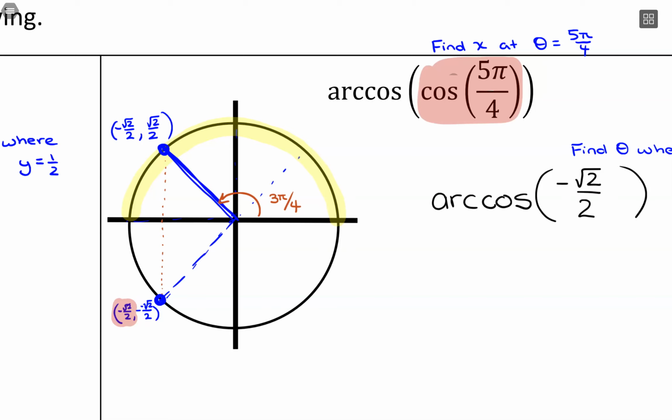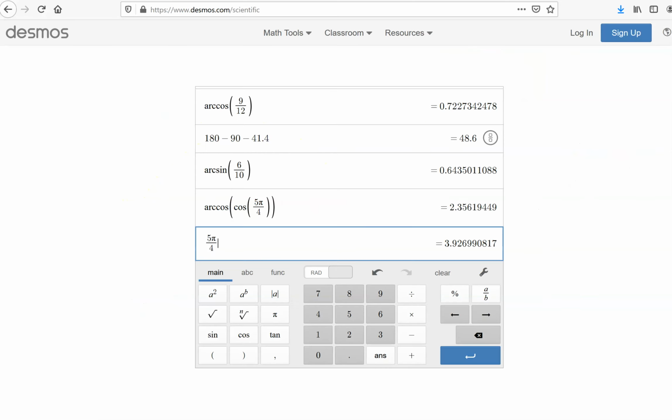So this whole inverse cosine of negative root 2 over 2 is going to give me the angle measurement of 3 pi over 4. And if I go back to the calculator, let's just change that to a 3. Now my solution lines up. Now it works because we got back into that correct part of the unit circle to work with.